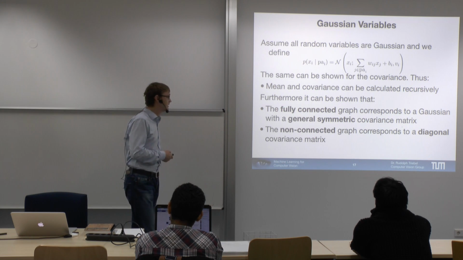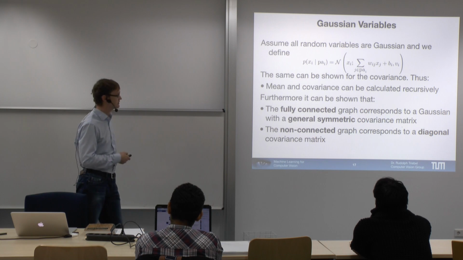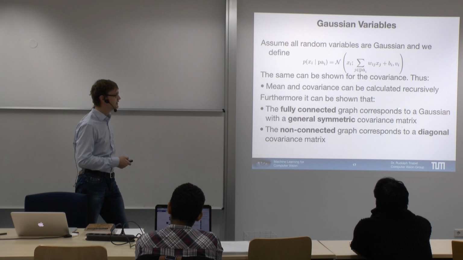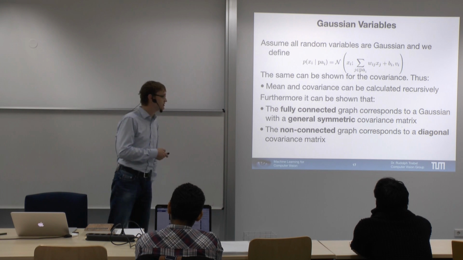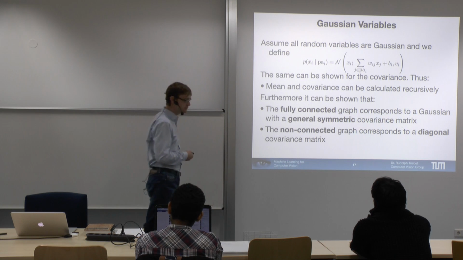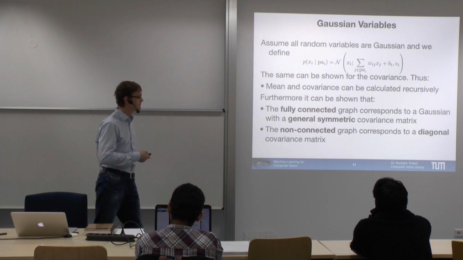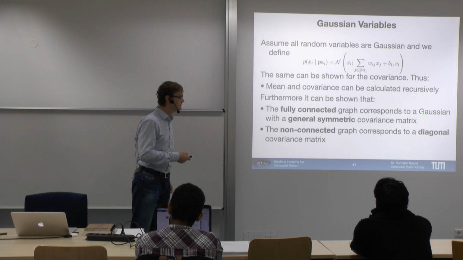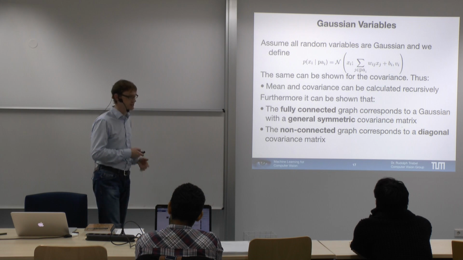Furthermore, there are other very efficient or nice properties of this graph. The fully connected graph corresponds to a Gaussian with a general symmetric covariance matrix. There are no constraints whatsoever on this covariance matrix, other than it being a covariance matrix, of course. So that means that this is, let's say, the very inefficient case.